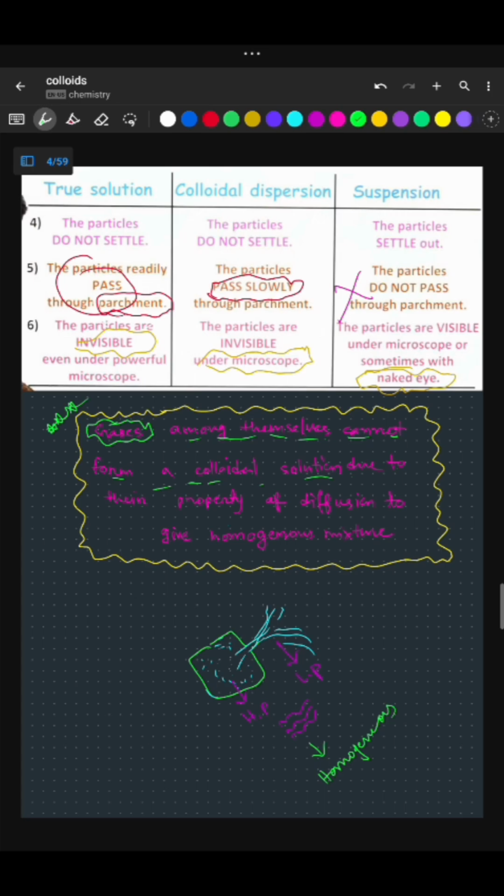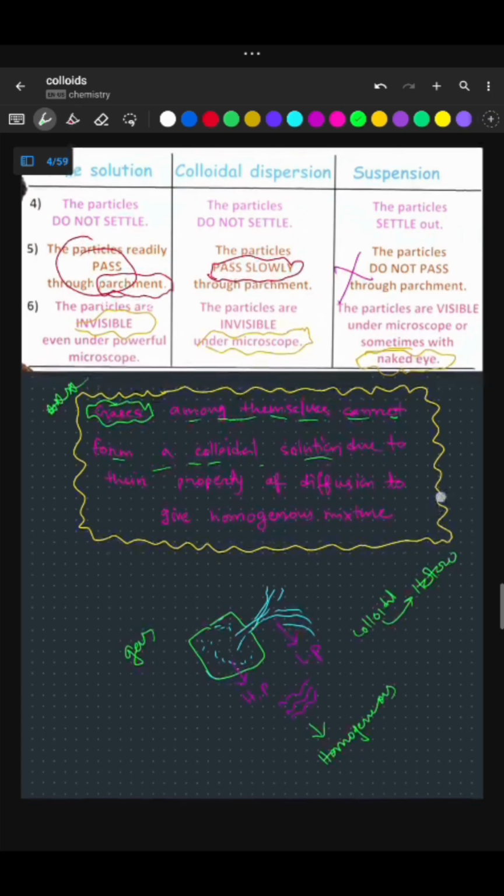But we have seen that colloidal solutions are heterogeneous, and in terms of a heterogeneous mixture, you cannot get that mixture from a gas because it literally creates a homogeneous mixture due to having the property of diffusion.